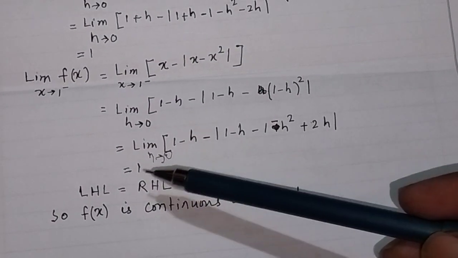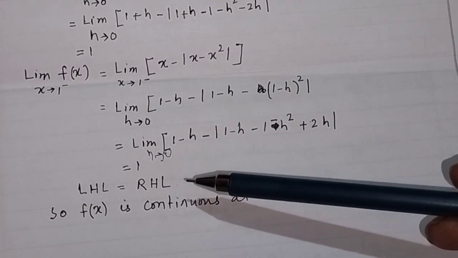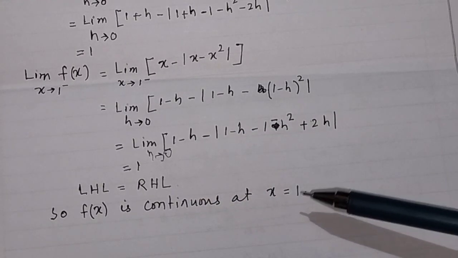So you see the left hand limit is equal to the right hand limit. So the function f(x) is continuous at x = 1.